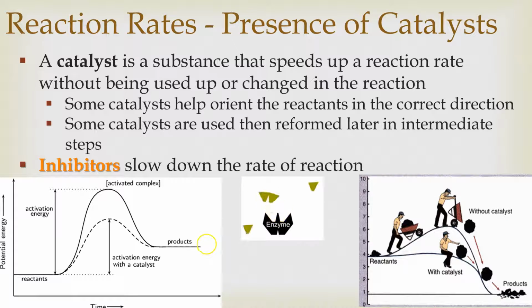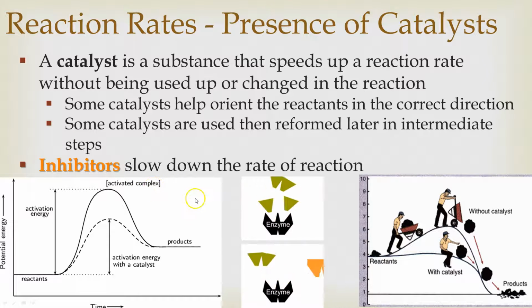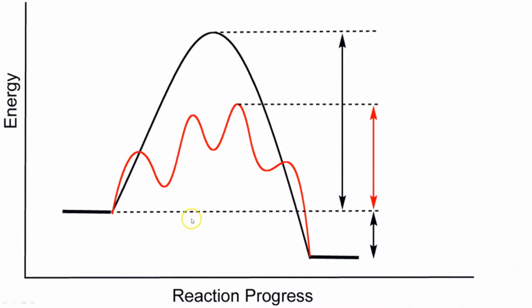And sometimes you can get enzyme inhibitors. Enzyme inhibitors are going to slow down the rate of reaction, sometimes by just essentially sticking in there. So here we have an inhibitor that's going to go inside the active site of the enzyme. Now my substrates, my reactants, can't actually go in there and I can't make products. So inhibitors can slow this reaction down.